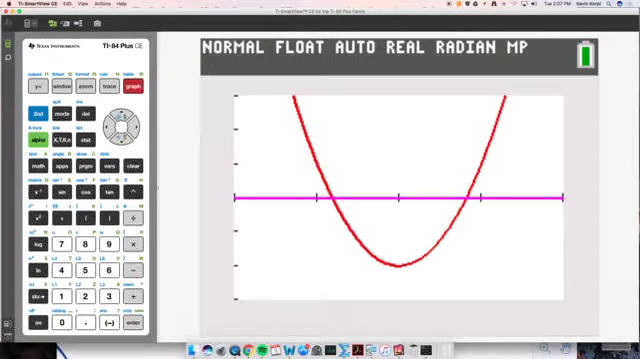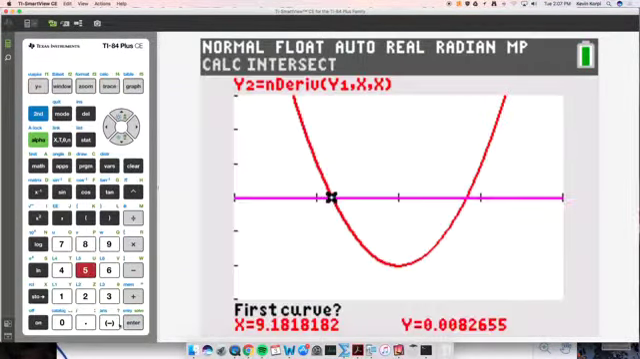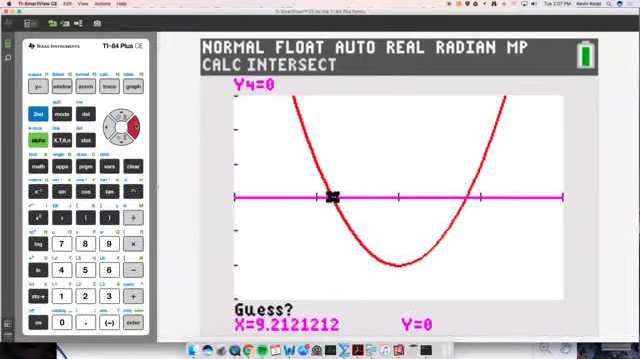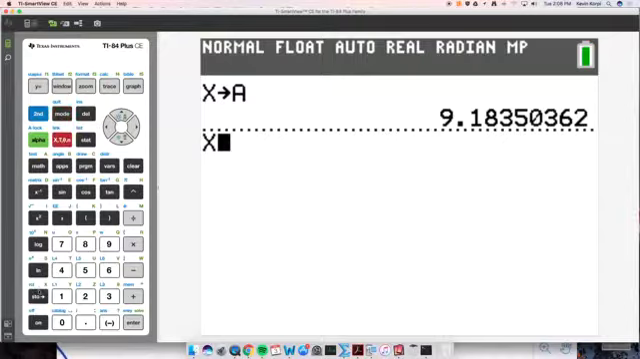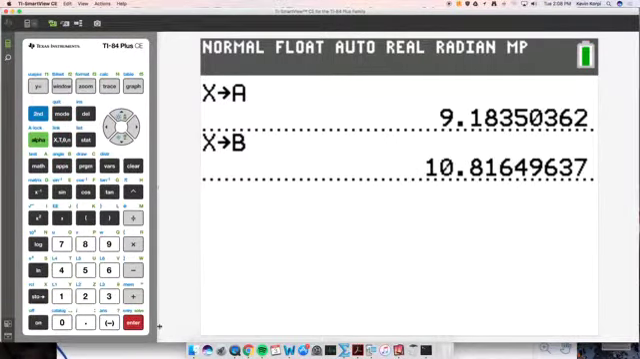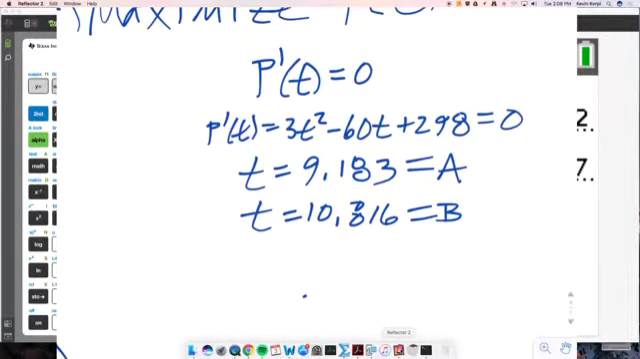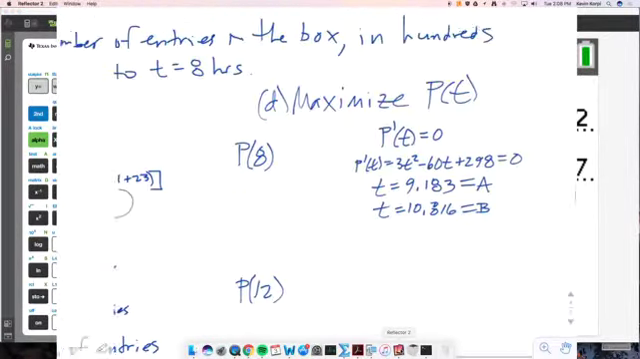One more time, go to the graph, second trace, number 5, enter, enter. This time, scroll closer to this one here and hit enter. And now we write that one down, t equals 10.816, and we're going to store that as B. So if you go to the home screen now, hit X, stow, alpha B. And now we have both of them locked in. Those are your two critical values. So I wrote it as A and B on my paper after I wrote down the 3 decimals.